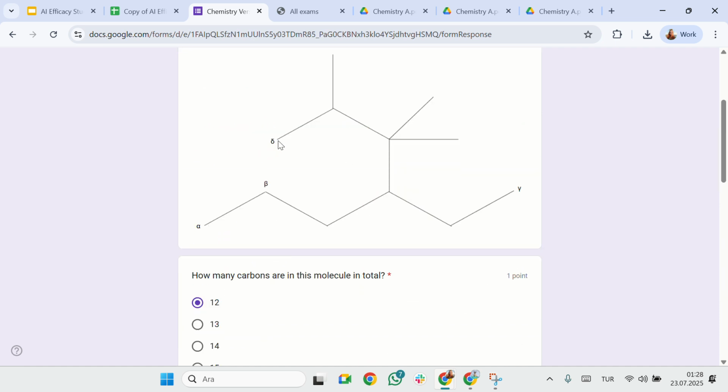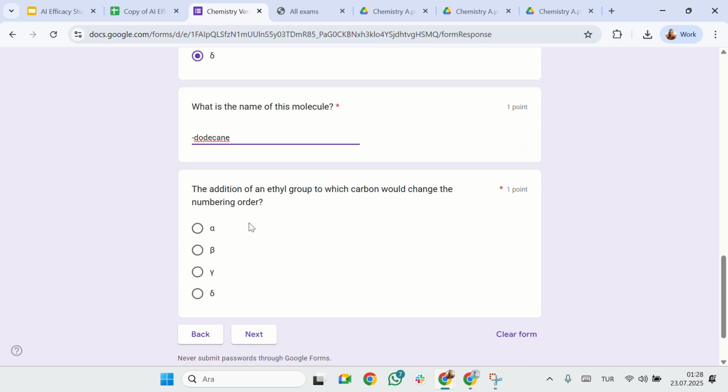We're starting from here, and 2 has methyl. 3 has 2 methyls, right? Okay, then 2, 3, 3. 1, 2, 3, 4, 5, 6, 7. Okay, 2, 3, 3 methyl. Let's write this: 2, 3, 3 methyl.